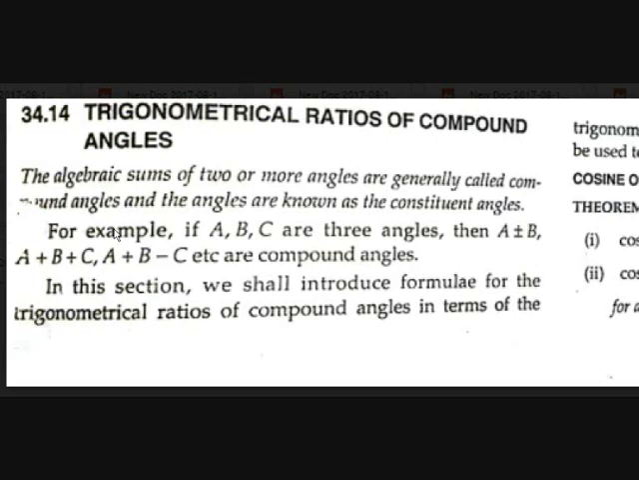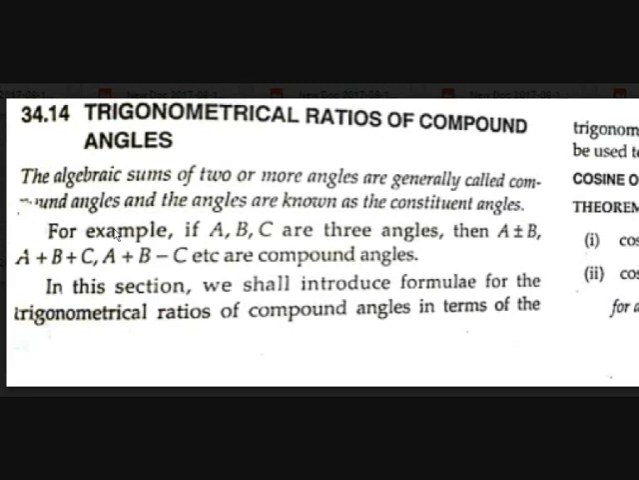Okay, in the previous video we discussed some values of trigonometric ratios at certain angles. Today let's discuss trigonometric ratios of compound angles, as you can see in front of me. What are compound angles? Compound angles means the sum of two or more angles. The algebraic sum of two or more angles is called compound angles, and each angle is known as a constituent angle.